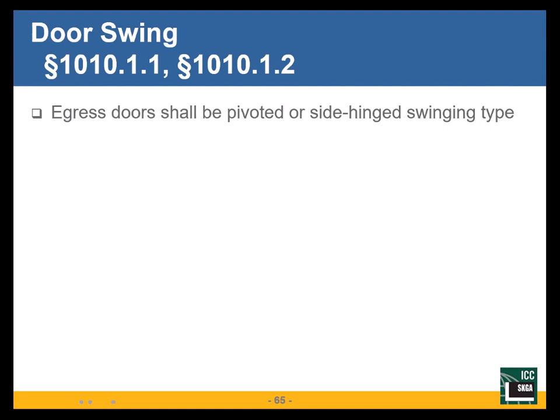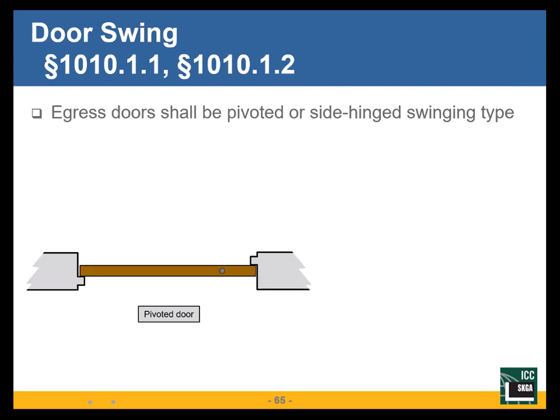Door swing. Egress doors shall be pivoted or side hinged swinging doors. A pivoted door swings on an axis that is not hinged at the end. It swings on an axis, and as that door opens, that axis moves back towards the door frame. That is a pivoted door. Often done when I have doors that are wider than 36 inches because there's less weight to move. It's balanced a little bit.